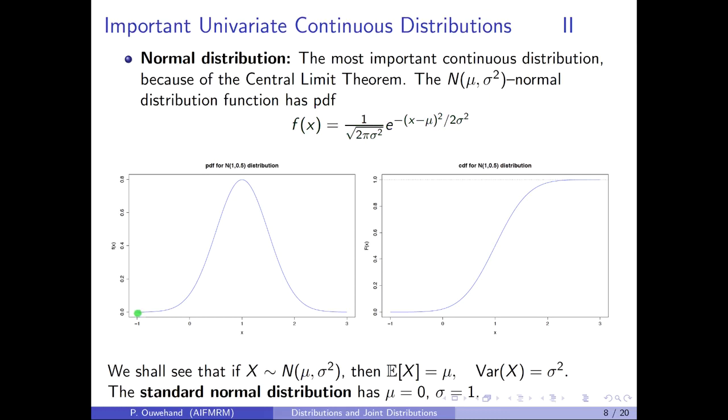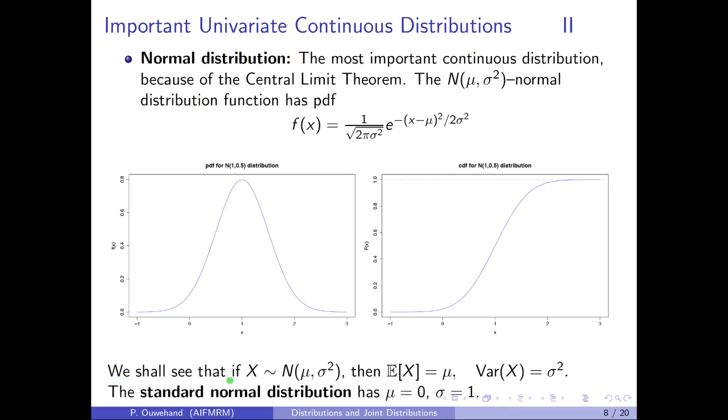Its graph is the familiar bell-shaped curve. This will have its maximum at mu. In this case, mu is equal to 1. And its width will be determined by sigma. And we've already seen the S-shaped curve that is its cumulative distribution function.